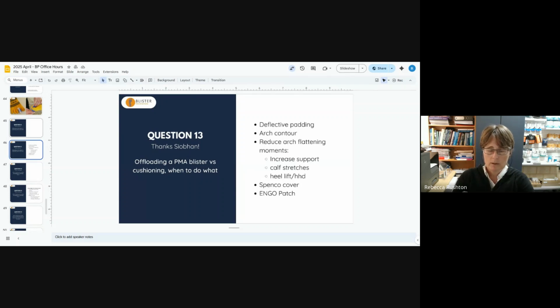My lab uses what they call a first ray wipe, I don't know what your lab calls it, where the peak of the arch is more proximal than in the middle. Also consider calf stretches, heel height differential, and heel lifts, because those can cause arch flattening moments. Some pretty easy fixes though.